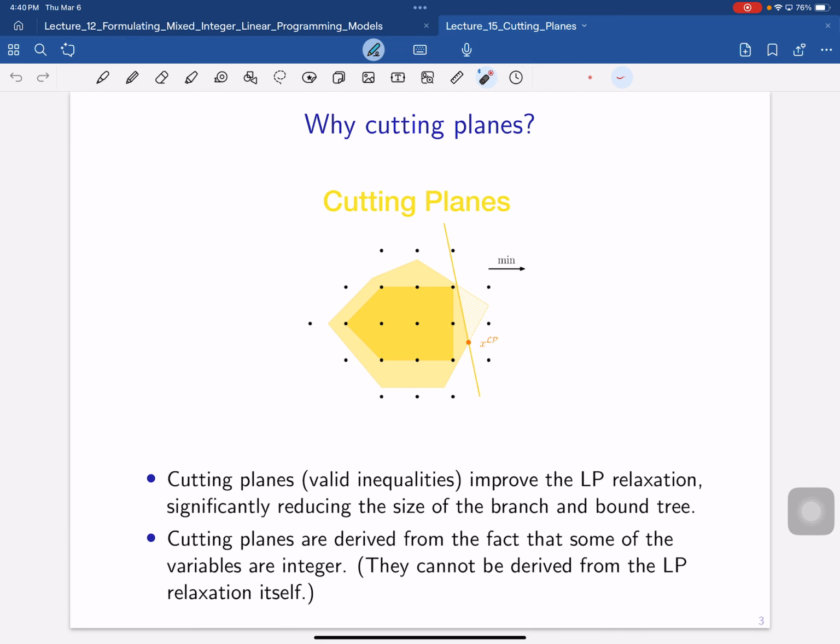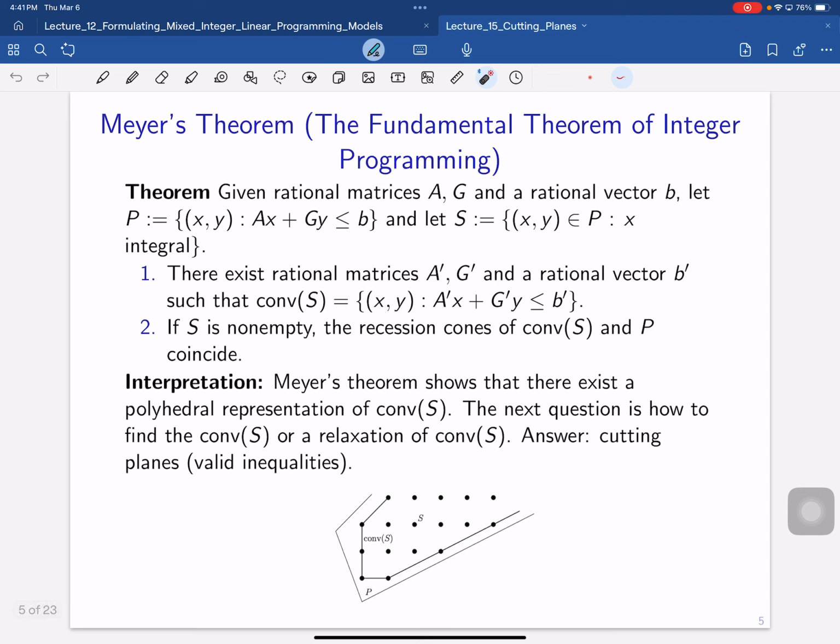So let's think about how the convex hull of an integer linear program will look, right? So if you look at this picture, the original problem is an MILP, or actually an integer linear program. There is no continuous variable, right? And the convex hull is this yellow region, dark yellow region here, right? So here the convex hull is a polyhedral set, right? So the original problem is a polyhedral set intersected with integrality constraints. And the convex hull can be described by a polyhedral set, right? Or linear inequalities.